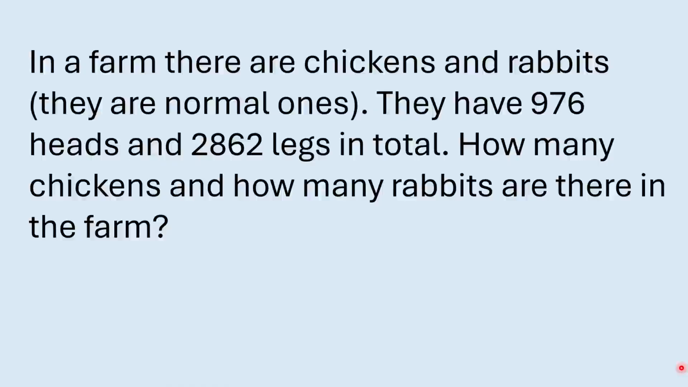That means each chicken has got one head and two legs, and each rabbit has got one head and four legs. After counting, I find they have 976 heads and 2,862 legs in total. Here is the question: how many chickens and how many rabbits are there in this farm? This question should not be too hard, and hopefully you can solve it fairly shortly. You can pause this video at this point, and then we come back for the answer.